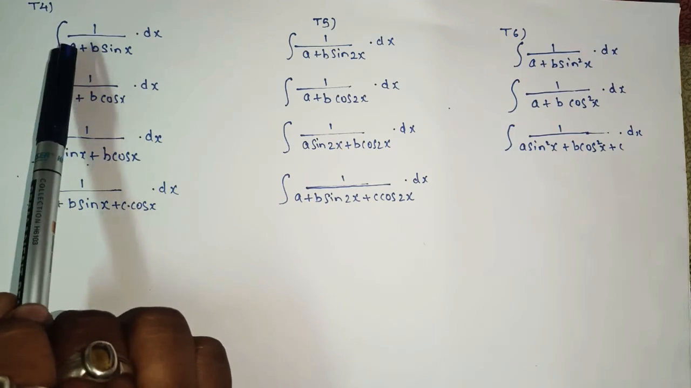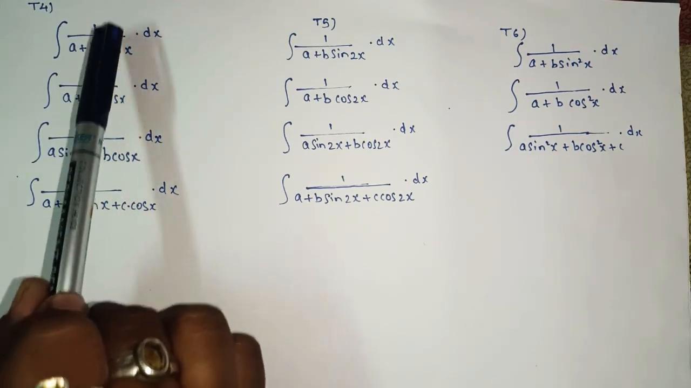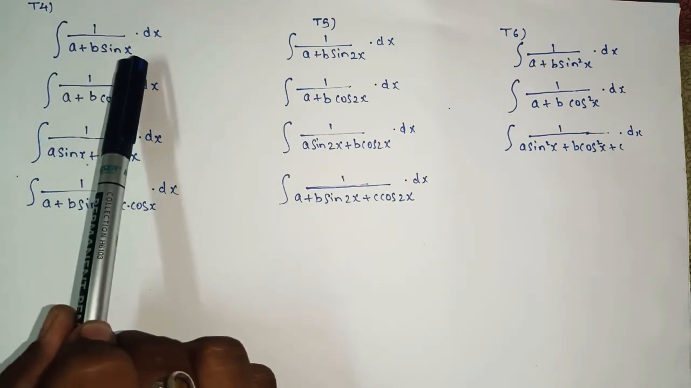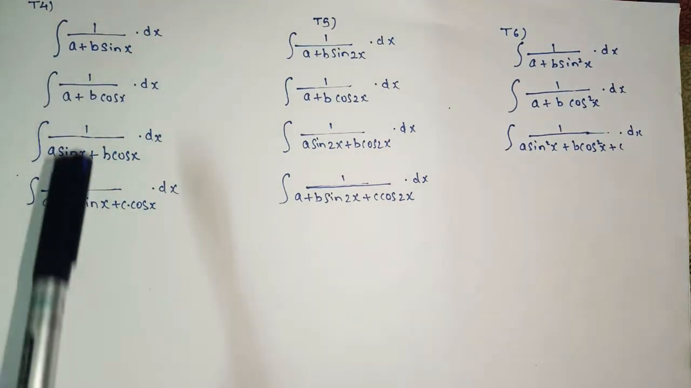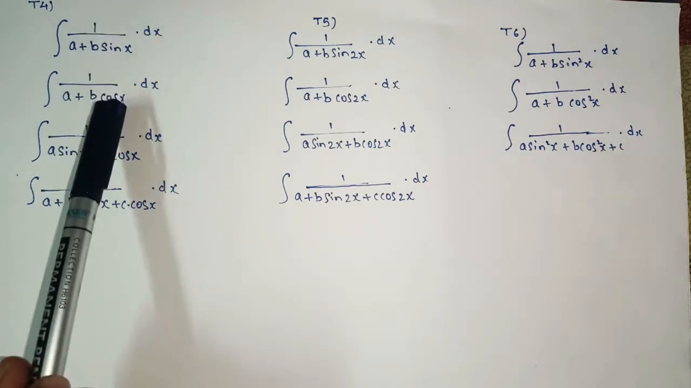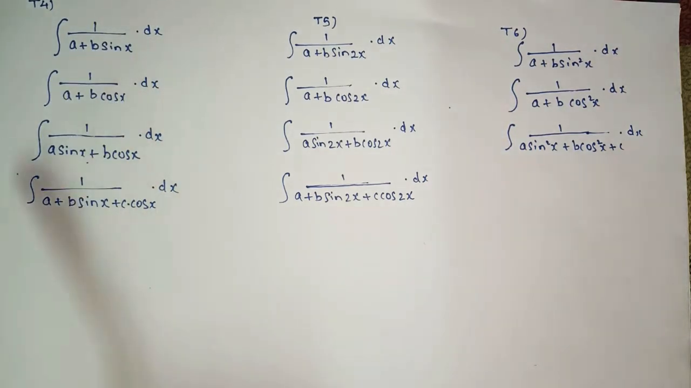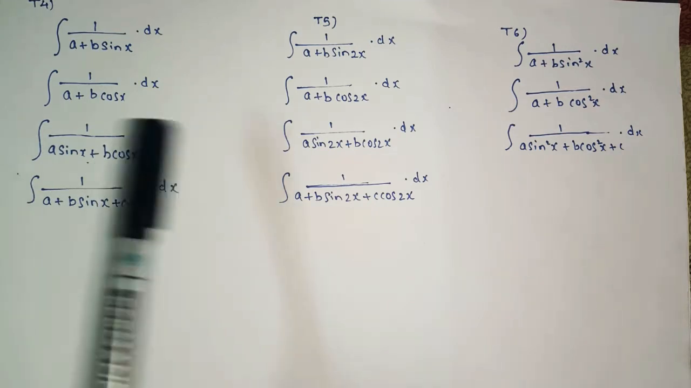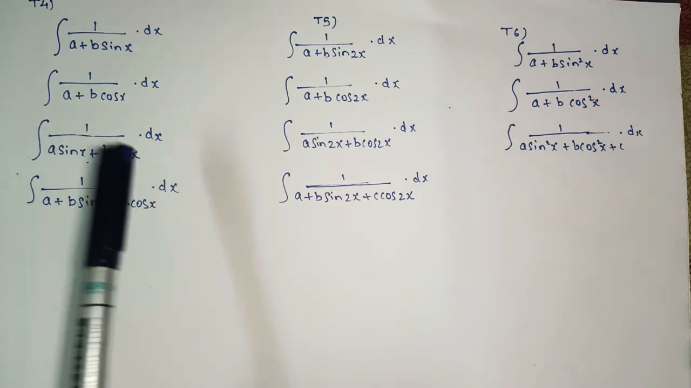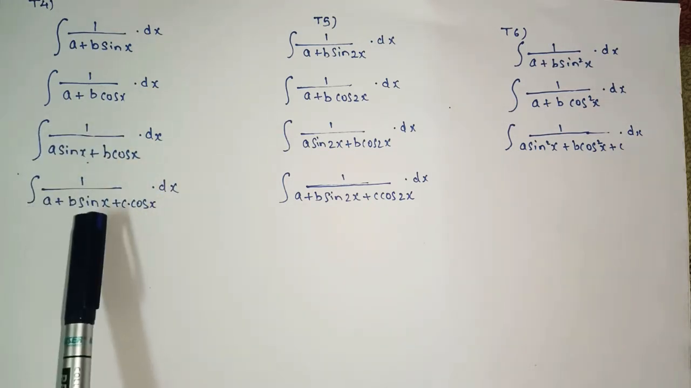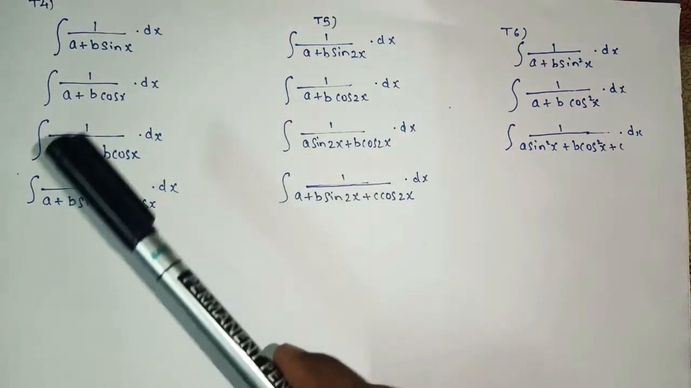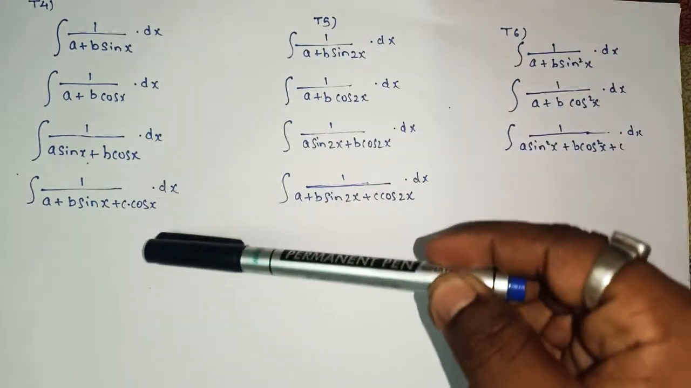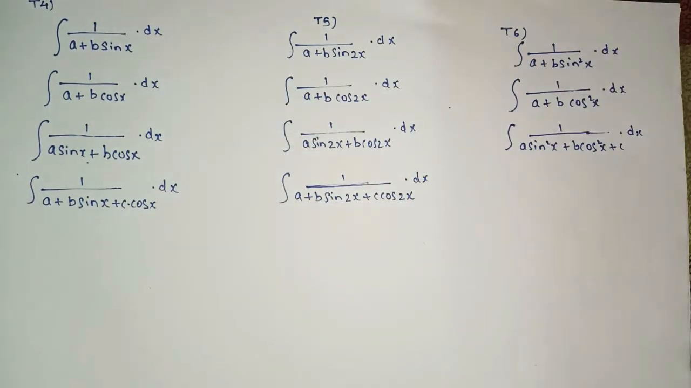For example, suppose a is replaced by 2 and b is replaced by 3, so 1 upon 2 plus 3 sin x. We can apply this format where a and b are numbers. Or sometimes sin x will be replaced by cos x. Sometimes sin x and cos x will be together, and the format will be 1 upon a plus b sin x plus c cos x. Whatever the format, for all these formats the step, the method and the concept remain the same.